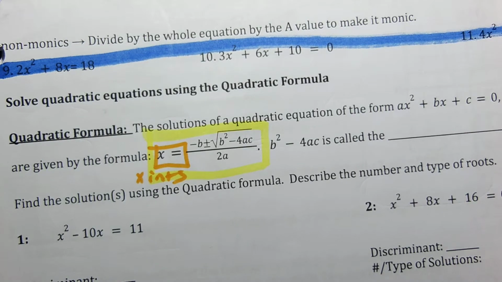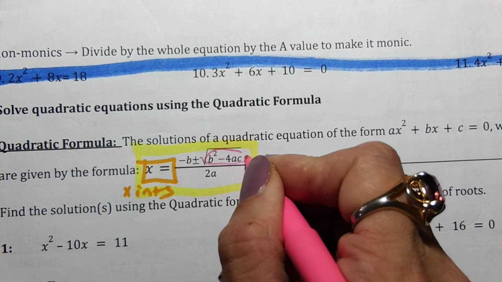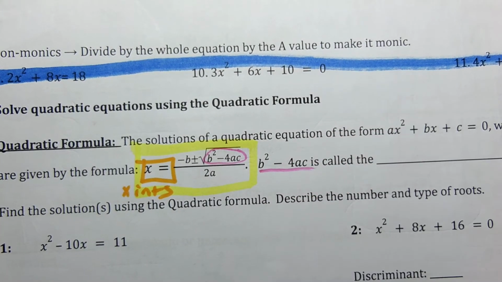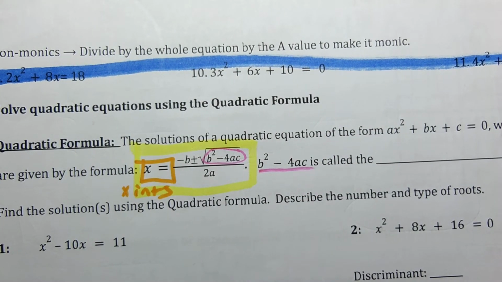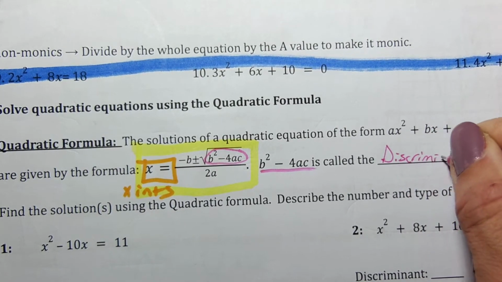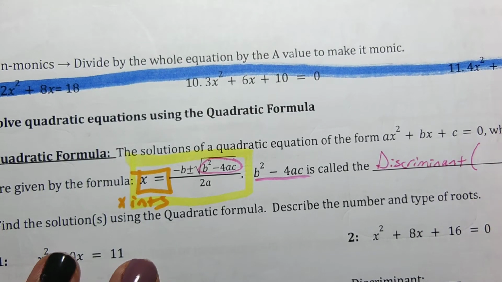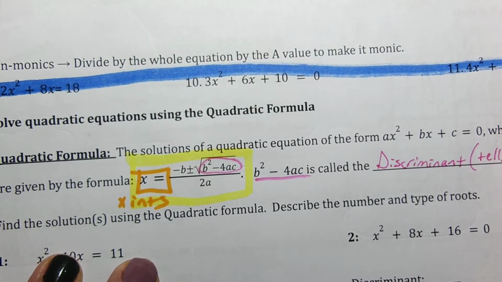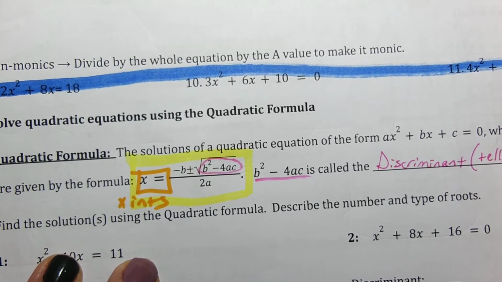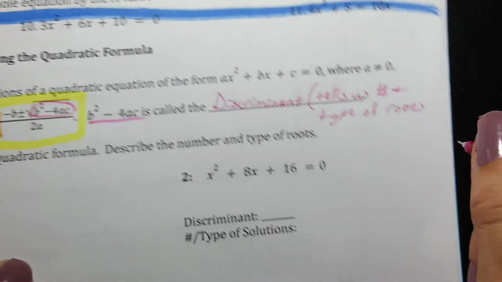B squared minus 4ac is the stuff underneath the square root, but we have a fancy name for it called the discriminant. And what's nice about the discriminant is we can use that to tell us the number and type of roots we will have. So it tells us the number and type of roots.